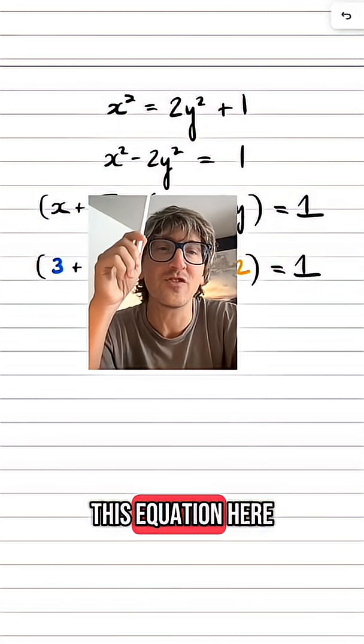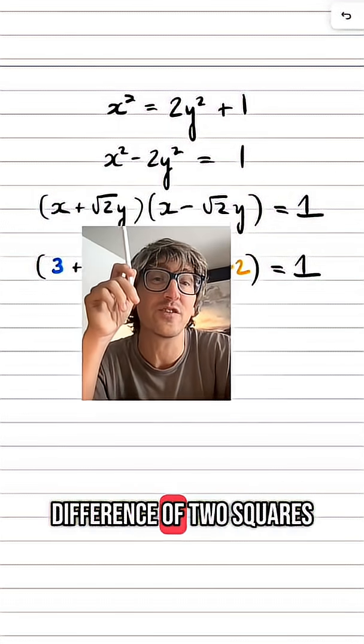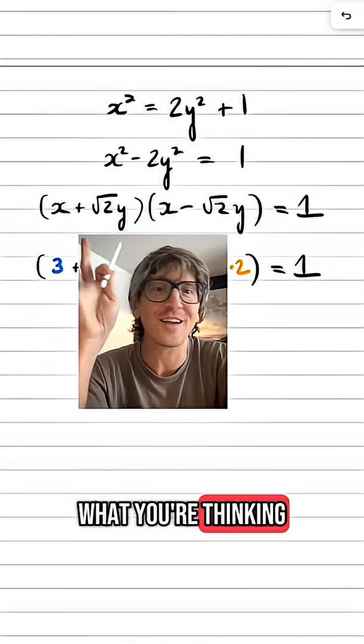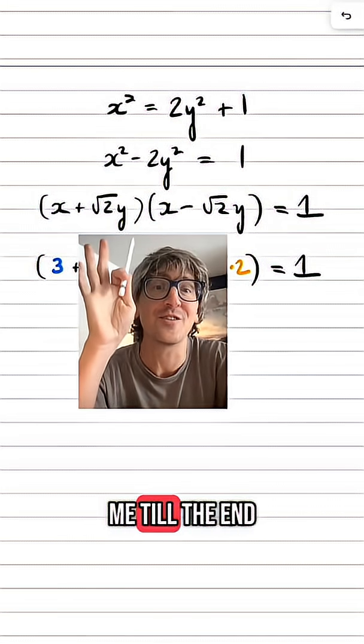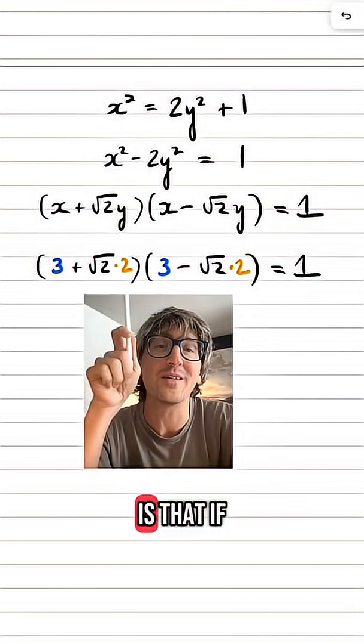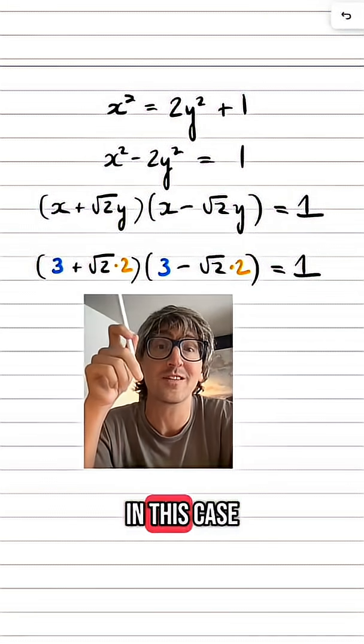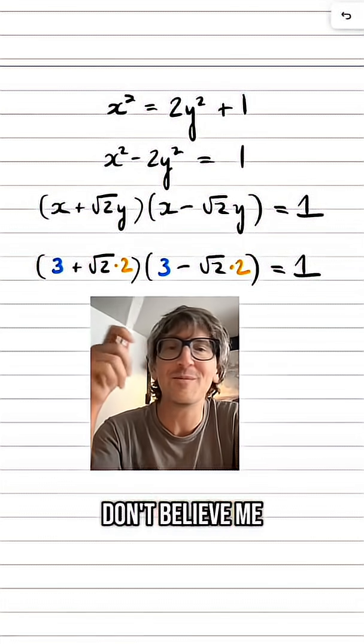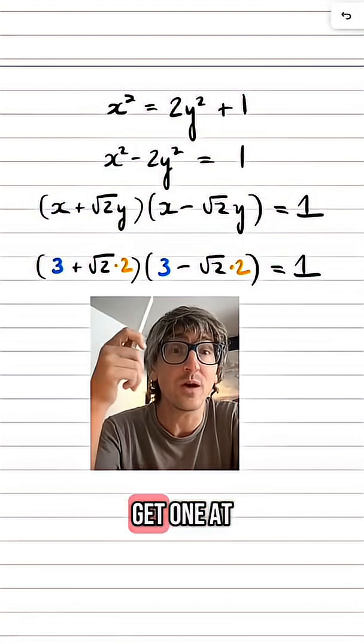We can take this equation here and think of it as a difference of two squares if we allow the square root of 2. Now, I know what you're thinking, that's not a whole number, but stay with me till the end. What we know is that if we find one solution, in this case 3 and 2, that's got to make this equation true. And if you don't believe me, just FOIL out both sides and check that you get 1 at the end.